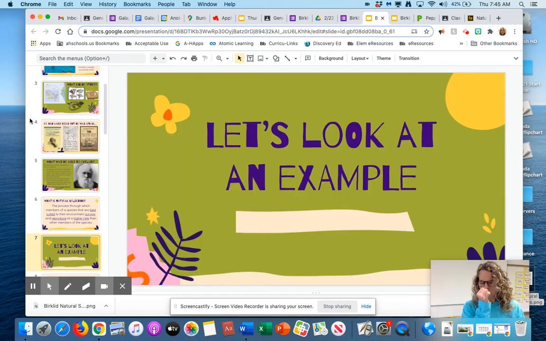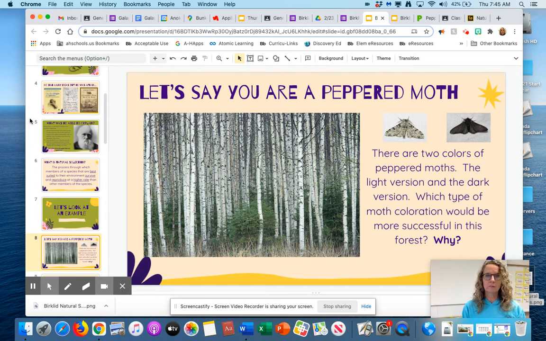Okay, and that's hard to do when you're at home, but I wanted you to be able to hear this if you missed it. So we're going to do two examples today. Here's the first one: the peppered moth. There are two colors of peppered moths. There's a light version and a dark version. And what color of moth? Think about it. What color of moth would you want to be if you lived in this forest?